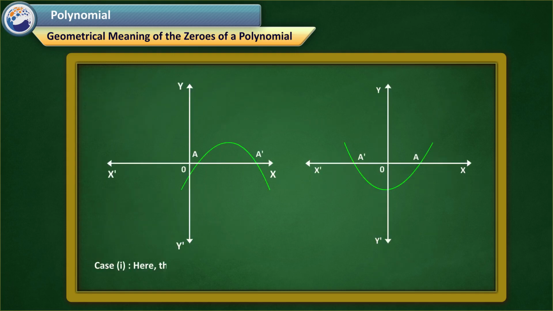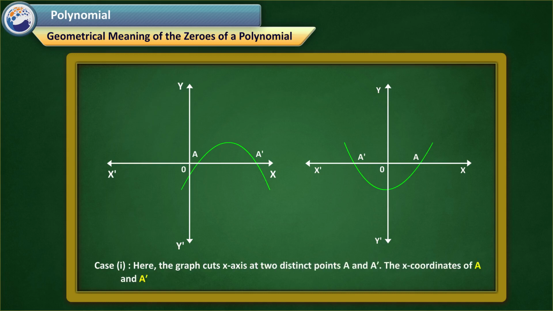Case 1. Here, the graph cuts the x-axis at two distinct points, A and A1. The x-coordinates of A and A1 are the two zeros of the quadratic polynomial ax squared plus bx plus c in this case.